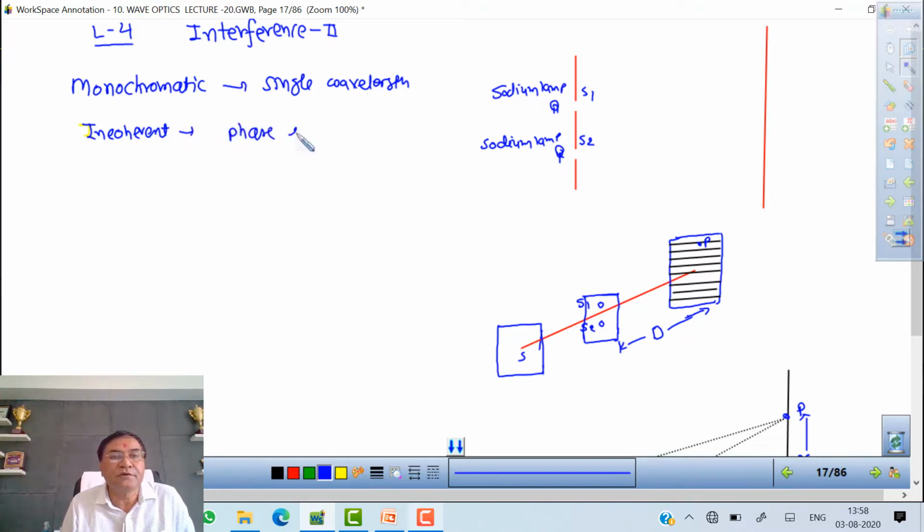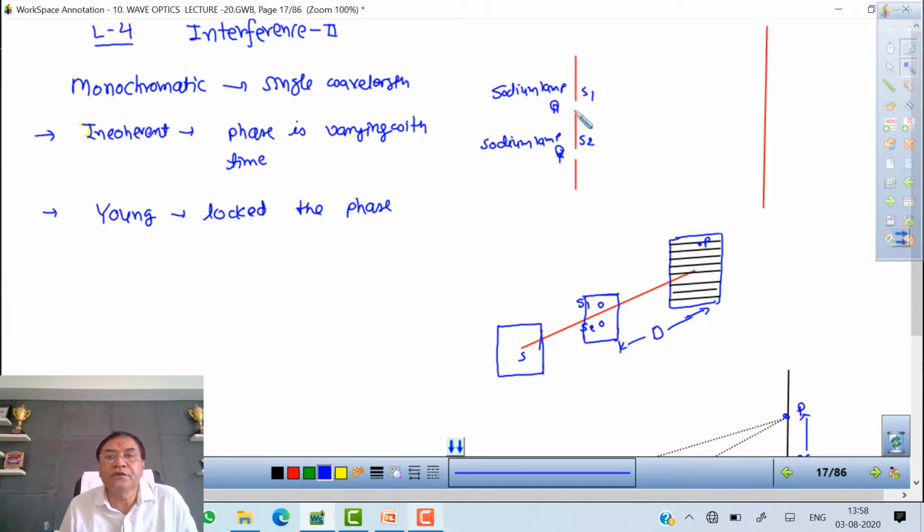Phase is varying with time. And to see the stationary pattern, we require a coherent source. Coherent source means the phase difference remains constant. So to see the stationary pattern, the scientist Thomas Young locked the phase. How? Instead of using two separate sodium lamps, he used only one.